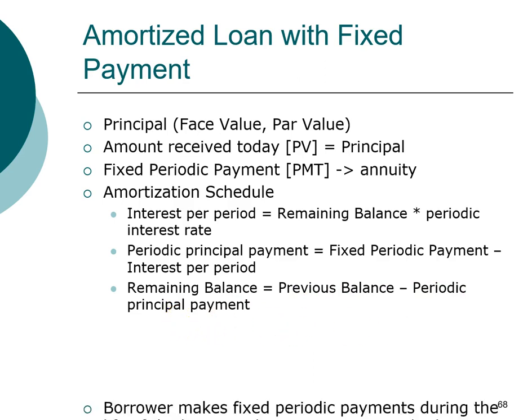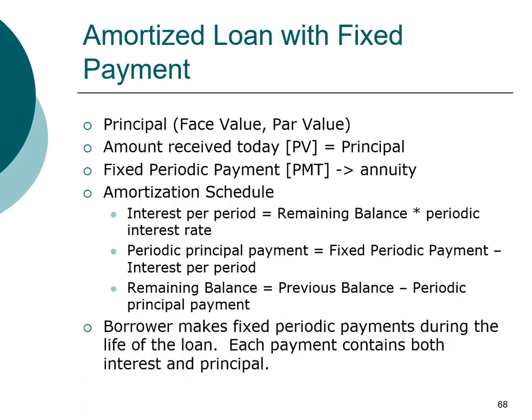So by using an amortized loan, the borrower will be able to pay off the entire loan. And again, the payment amount itself is fixed, but each payment contains both principal and interest.